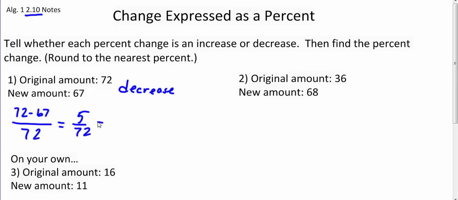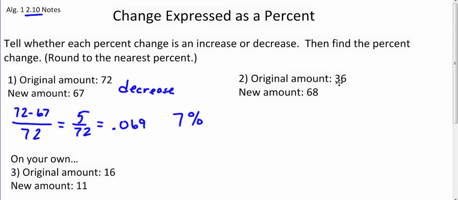When you punch that in your calculator, you get 0.069, somewhere in that vicinity. Now this says to round to the nearest percent, so we would just simply say 7%. All right, let's take a look at the next one.